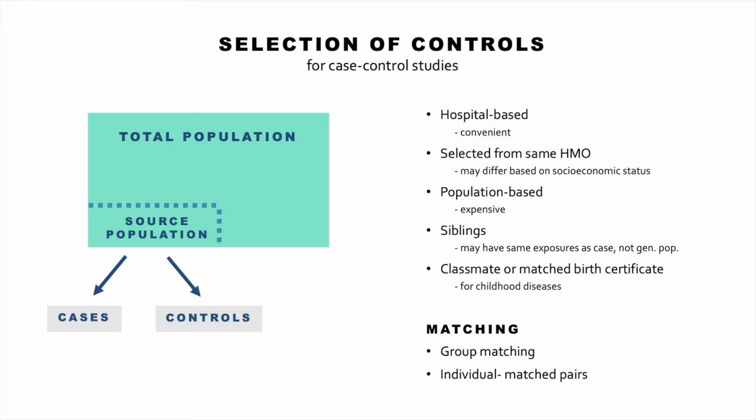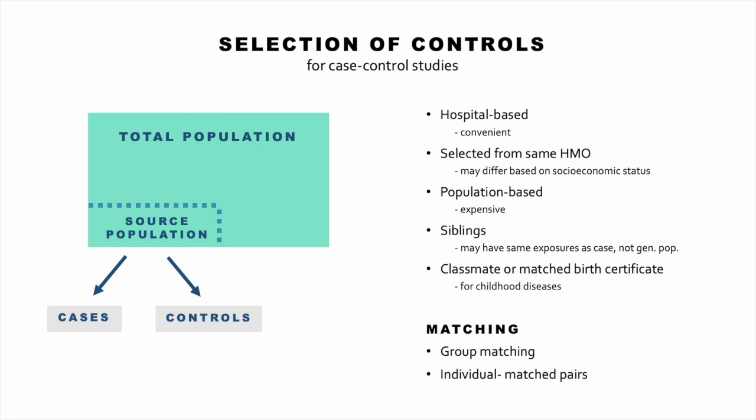Population-based, where you get a probability sample of the entire population, is ideal because it minimizes the risk that the sample won't be representative of the general population, but that's often not possible. Matching is the process of selecting controls so they're similar to the cases in regard to certain characteristics such as age, sex, and race, and can be done on the individual or group level.